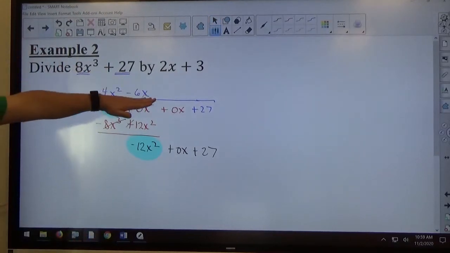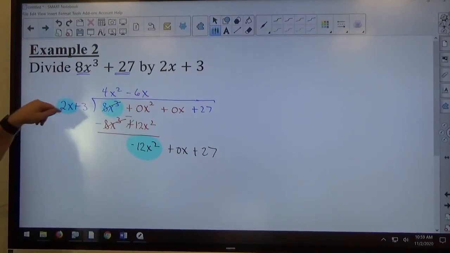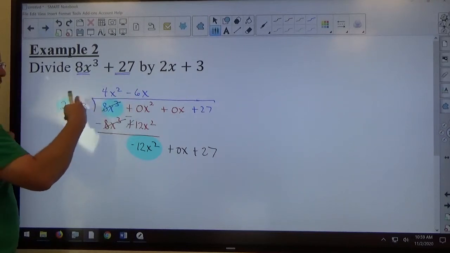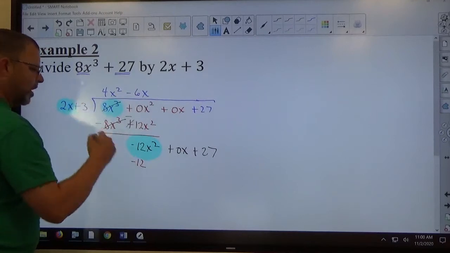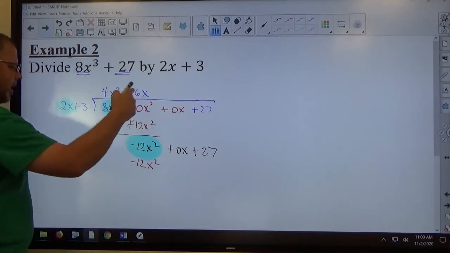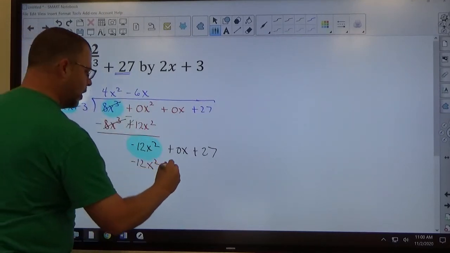I take that one answer, which is negative 6x, times both of these things. I'm multiplying a negative times a positive. Negative 6 times 2 makes negative 12. X times x makes x squared. Negative 6 times positive 2 makes negative 12.